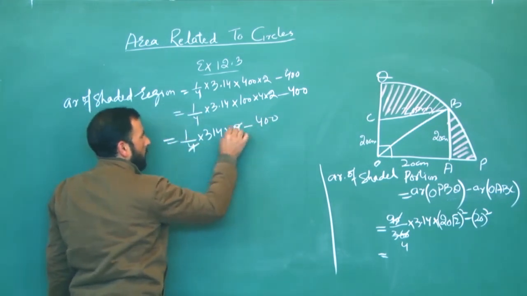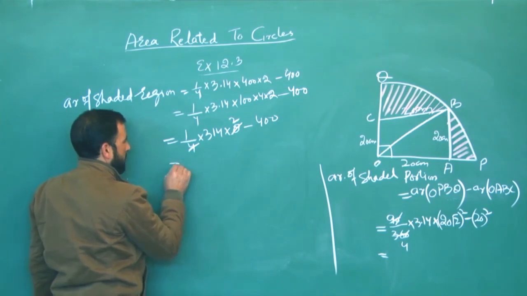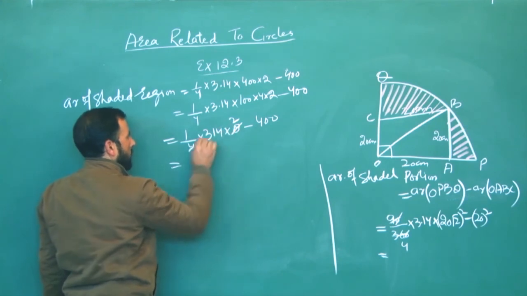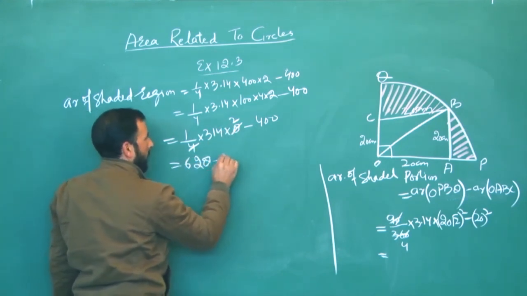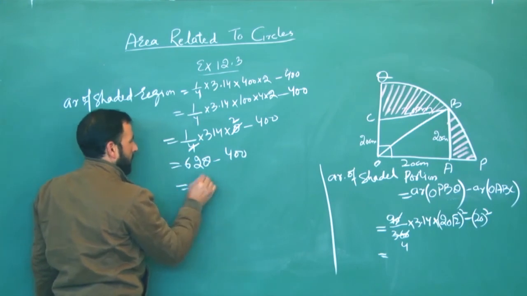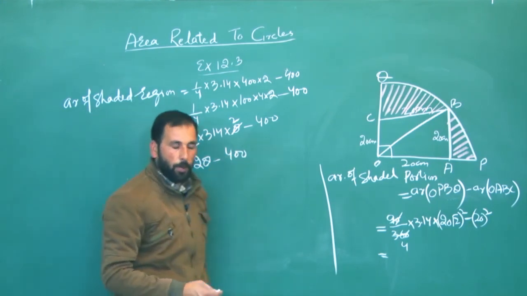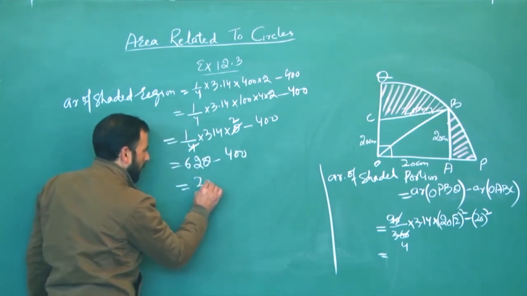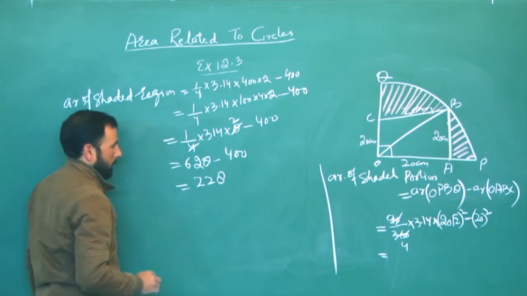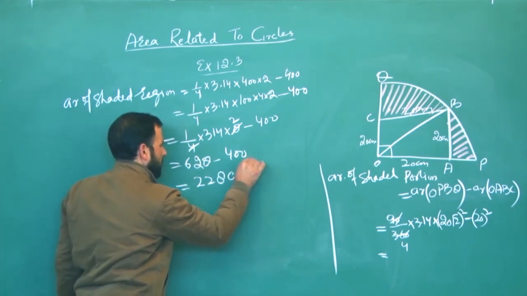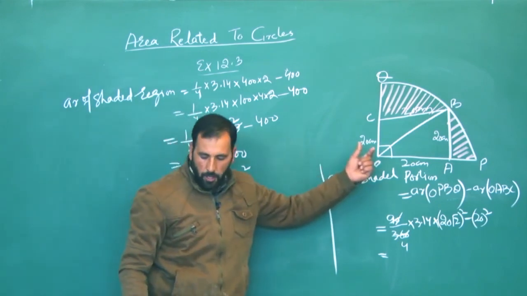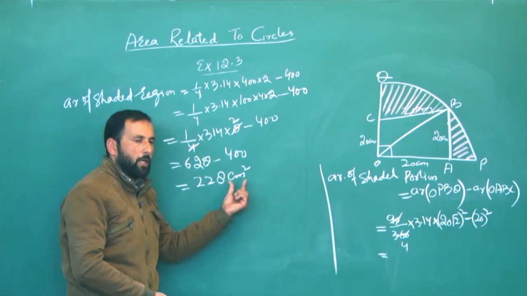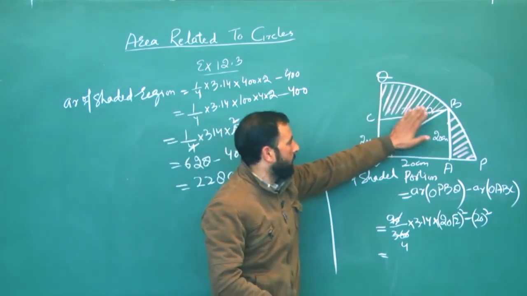Clearly 4 ones are 4, 4 twos are 8 here. It implies we can multiply 314 into this. It is 8, it is 2, it is 6, 28, that is 628 minus 400. That implies when we calculate the value of 628 minus 400, we get 228 centimeter square as the area of the shaded region.